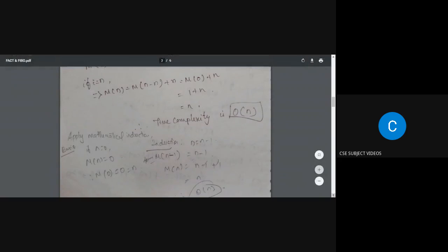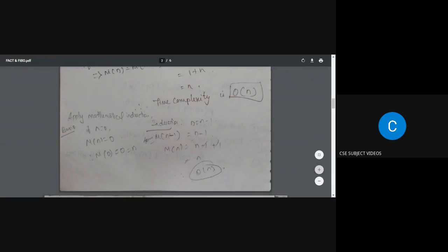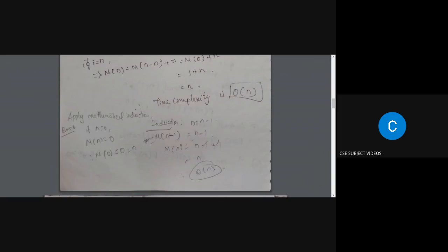So m of n minus 1 equal to n minus 1. Now instead of n, we are substituting n minus 1. So m of n equal to m of n minus 1 plus 1. Minus 1 plus 1 gets cancelled, that is equal to n. So after deriving the time complexity for the recurrence equation, you can check whether the equation you have derived is correct or not. To prove the correctness of the solution you have derived, you can apply mathematical induction and find out whether it is correct or not.